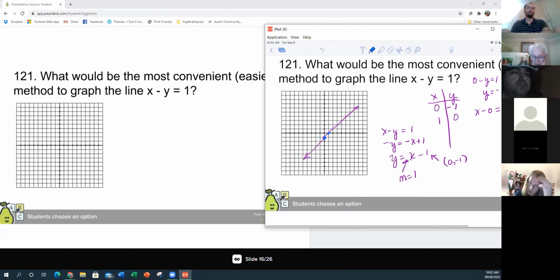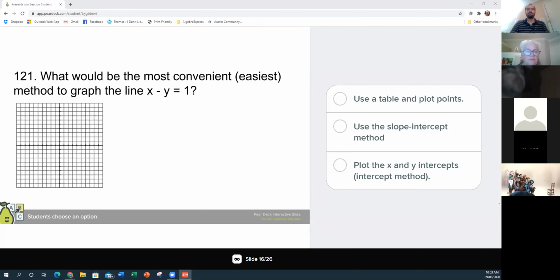And plotting points is basically exactly the same thing as this, except you might pick a few more points. So any of those methods is fine. The most convenient method, if you asked me, on this one would be the intercept method, but you could disagree with me on that. Now this one I definitely have strong opinions about, but again, you might disagree with me.